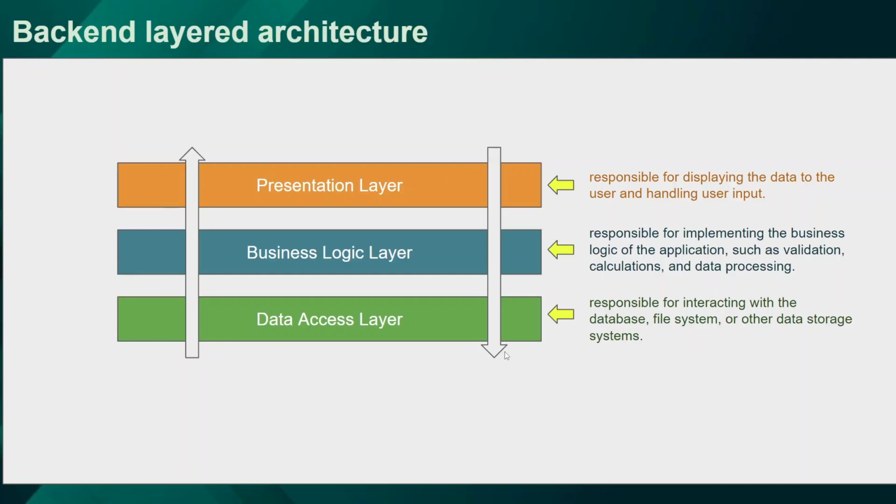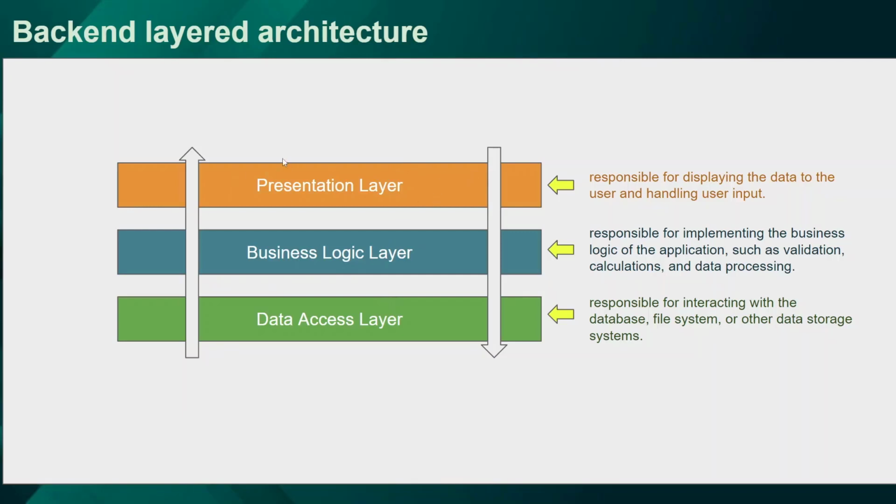You can see there are two arrows going up and down, which means each layer can communicate with the layer above or below it, right? Even the diagram shows it: the presentation layer can't jump directly to the data access layer. It has to go through the business logic layer, and the business logic layer will do the corresponding processing. If any data is going to persist, it will go to the data access layer, or if it just needs some sort of message, it will go back to the presentation layer. That is the way this layered architecture works.